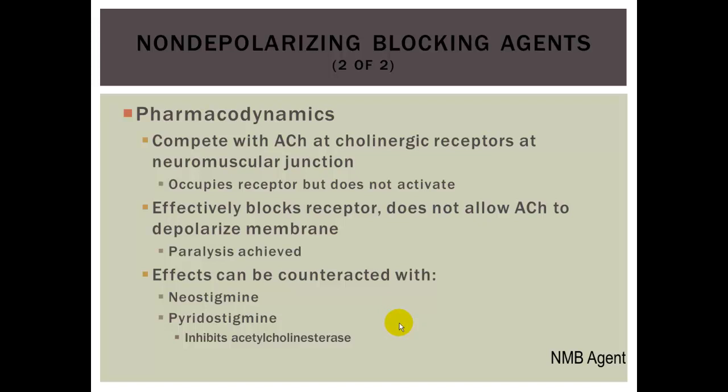Effects can be counteracted with neostigmine and pyridostigmine, and the reason is because it inhibits acetylcholinesterase. So what we're going to get is an overpowering cholinergic response, which should overpower the neuromuscular blocking agent.